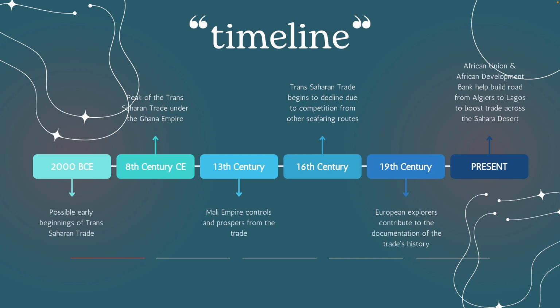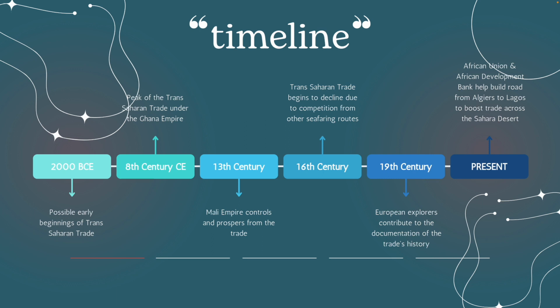Here we see that 2000 BCE is the beginning of the Trans-Saharan trade, and in the 8th century, that was the peak of the trade under the Ghana Empire. In the 13th century, we see that Mali takes over and it controls and prospers from the trade. In the 16th century, there's a decline, and this decline is due to competition from seafaring routes. And then in the 19th century, we see that European explorers contribute to the documentation of the trade's history.